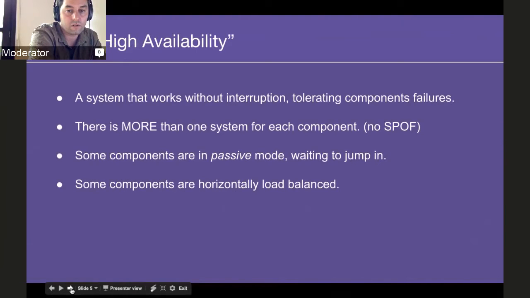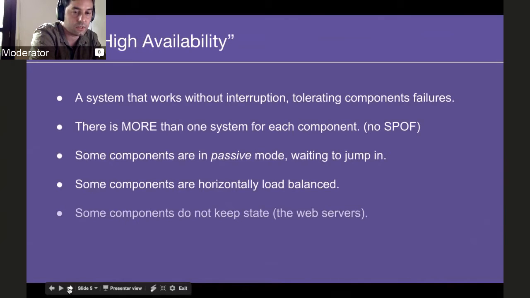Some other components can be horizontally load balanced. It means that we may have many of some components, and we're going to put one specific component in front, which is called a load balancer. And this load balancer is going to send the traffic or the requests to each one of the elements behind it. We can talk about that later, with how GitLab is reaching high availability.